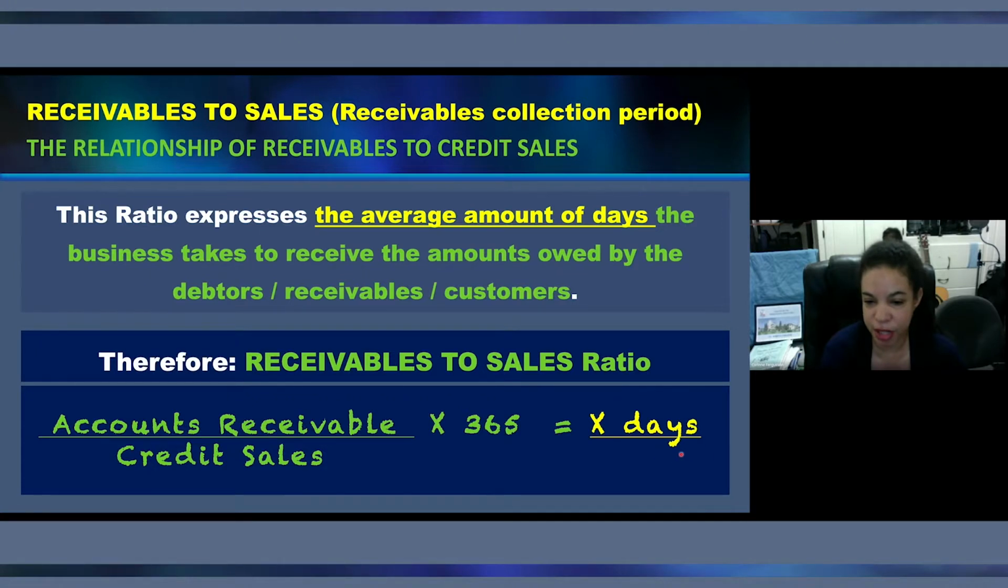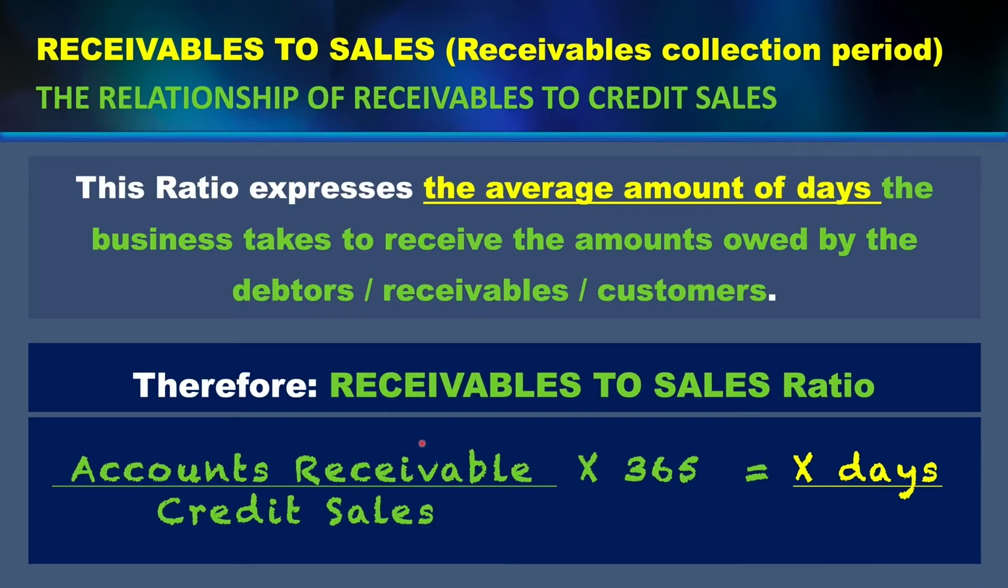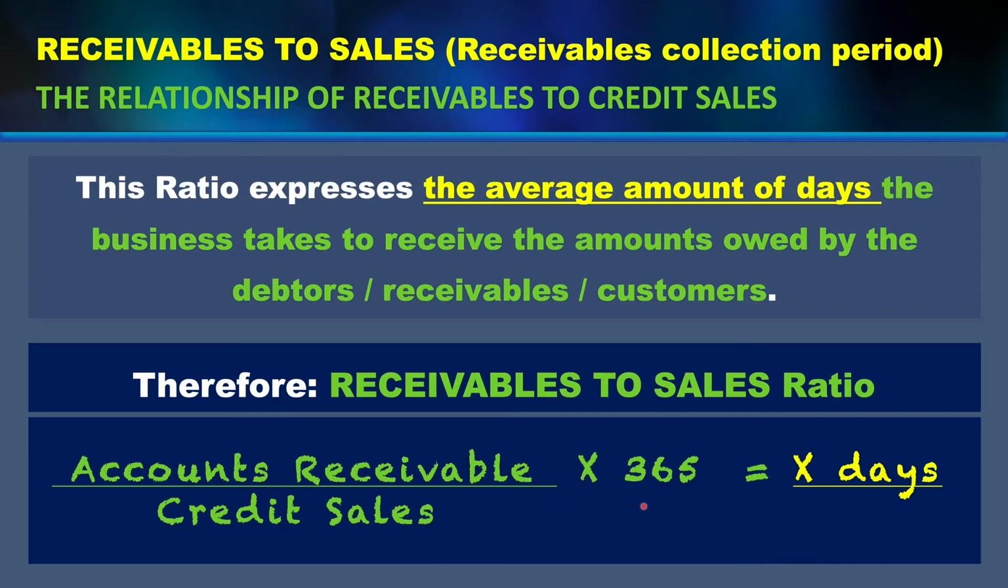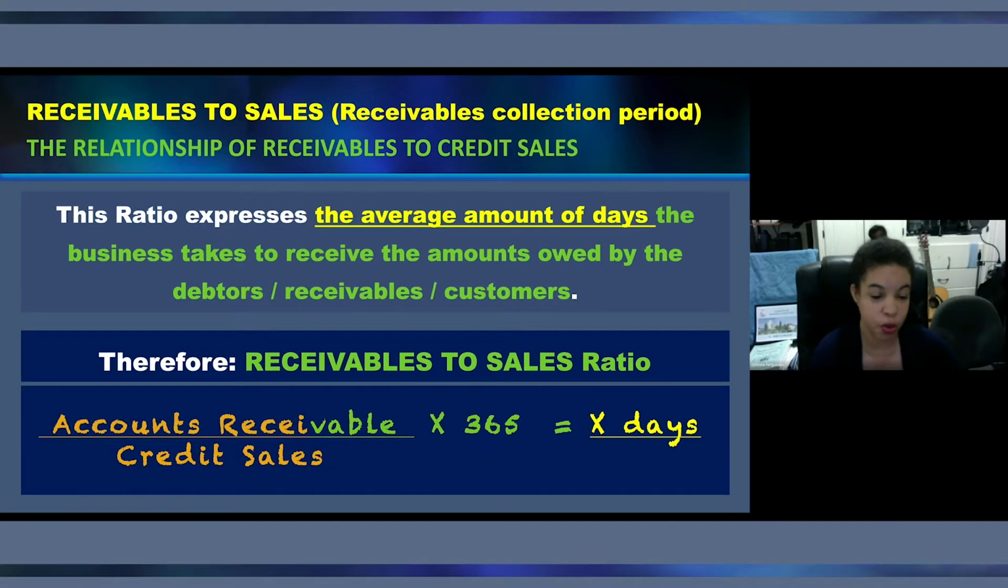So you're going to multiply by 365 and whatever answer you get, you just add days to that. Once again, accounts receivable over credit sales, multiply by 365, and whatever answer you get, days. Credit sales in particular, but if you only have a sales figure in your income statement, or they only give you a sales figure, you are assuming that that is your credit sales figure, that all the sales is credit sales. So whatever sales figure they give you, if it's only one figure for sales, that net sales figure is the figure that you're going to use in this formula.